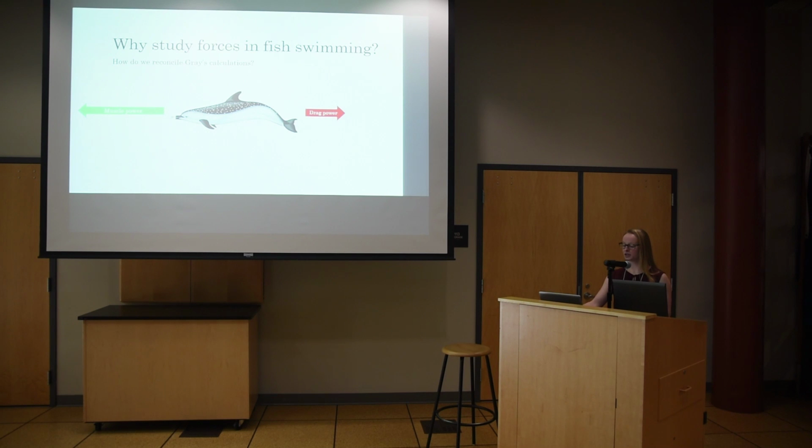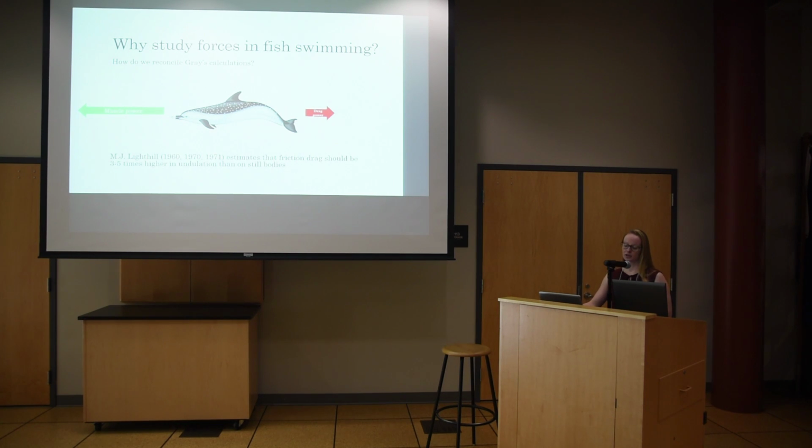And then finally, another way of reconciling Gray's paradox would be to say that something about the dolphin swimming, the undulatory motion that it's using to propel itself, is causing a magical reduction in drag that we don't know about, and that might be another way that the drag could be reduced, and therefore the dolphin could be efficient again at those high speeds.